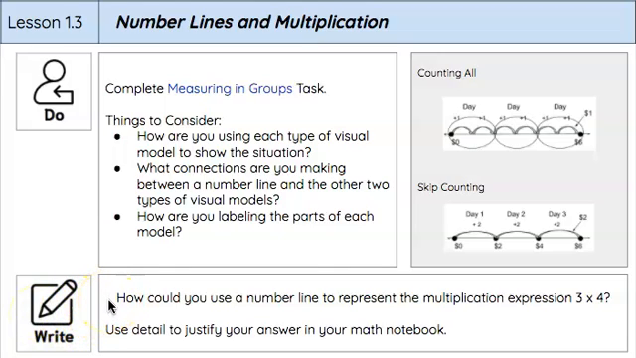How could you use the number line to represent the multiplication expression 3 times 4? Use detail to justify your answer in your math notebook. Be sure to show all of your work and bring any questions you have to the next time you meet with your teacher. Good luck!